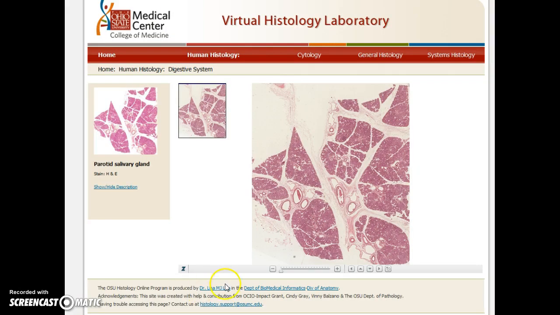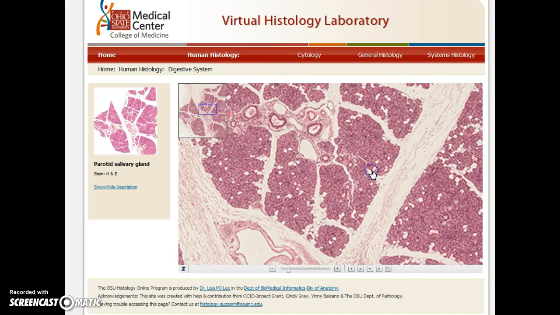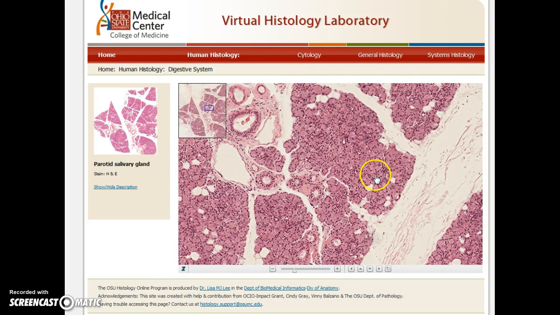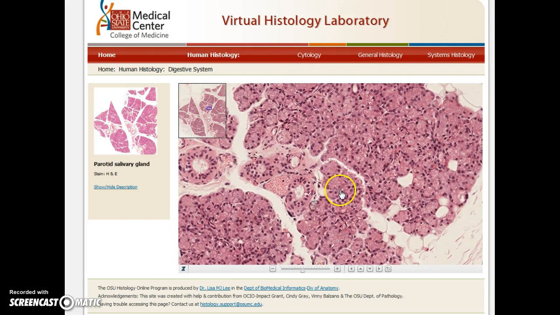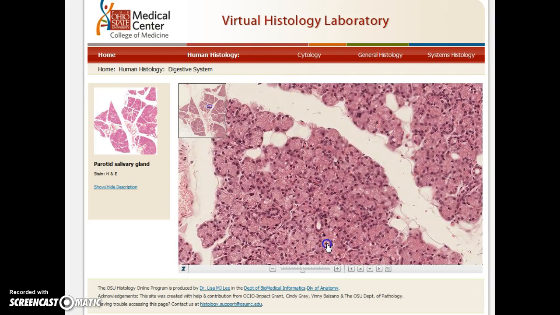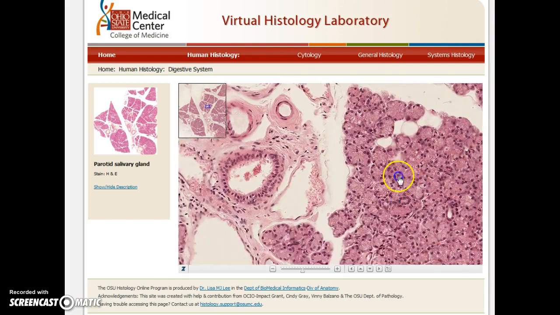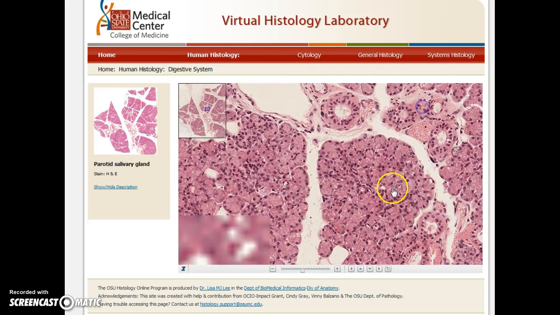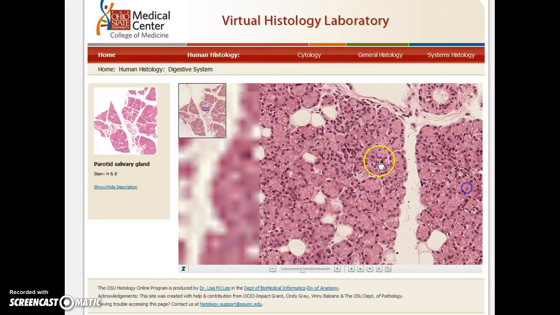For the parotid gland, I'm back over at the Ohio State University Medical Center, and as I zoom in here, you can see that all of the acini here are a darker staining. Here's a duct. There's some adipose tissue, so you can see some light areas, but all of these clusters here are serous acini. There are no mucus acini visible on this slide. All serous acini.